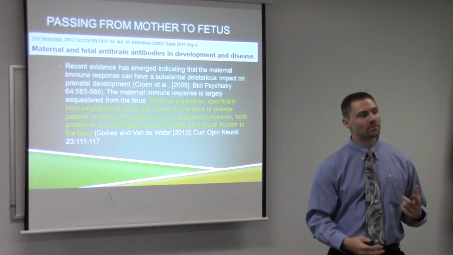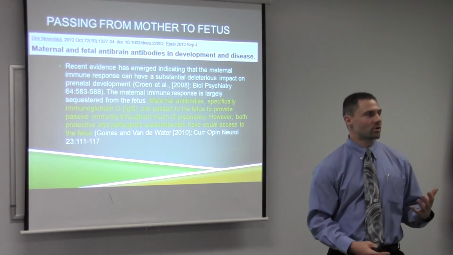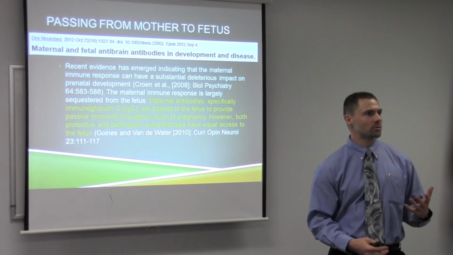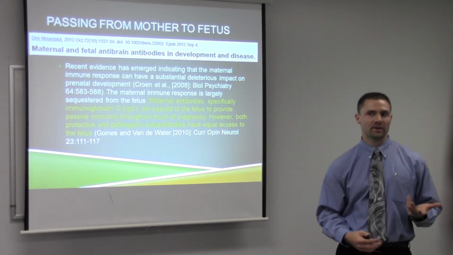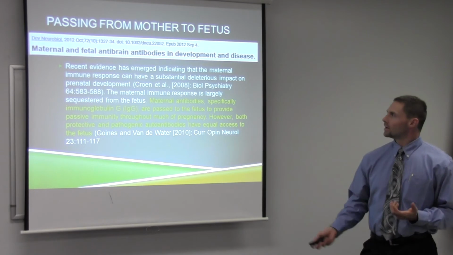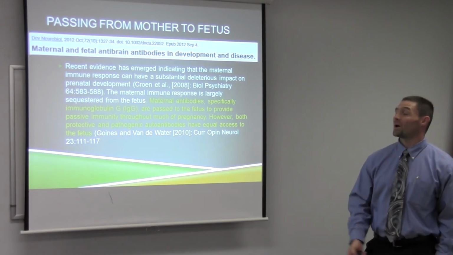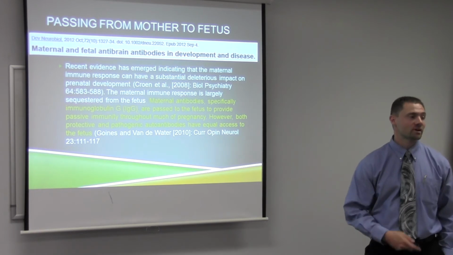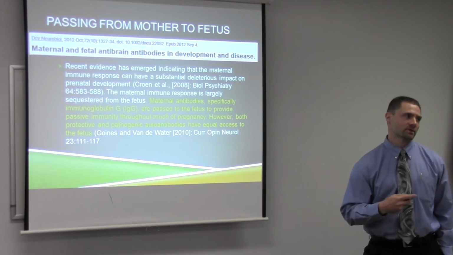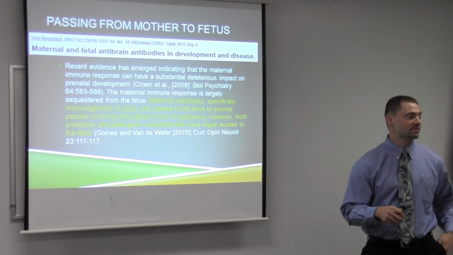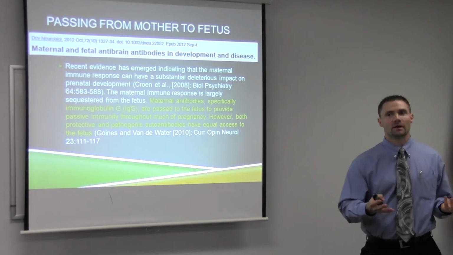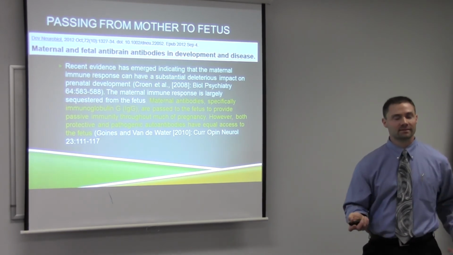The problem becomes, what happens if the mother, through this process, develops some type of autoimmune process? What if she develops these autoimmune antibodies? Well, here's what this says, that both protective and pathogenic autoantibodies have equal access to the fetus. So if you can get the desirable ones across, you can also get the non-desirable ones across, because the basic molecular shape and structure of them is not that much different. They're basically the same.